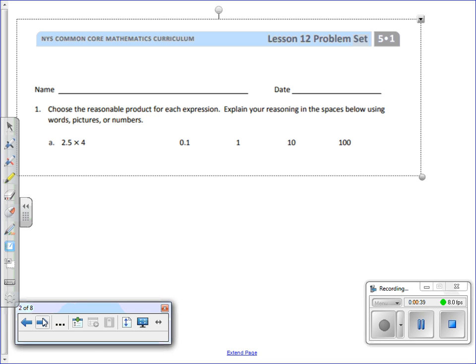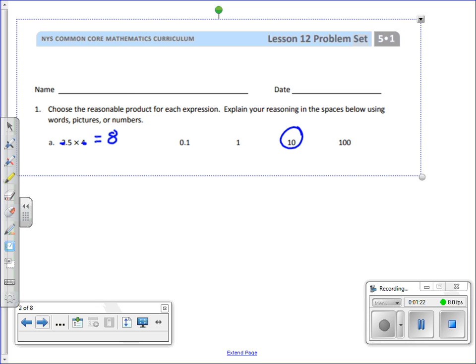Okay, number one, it says choose the reasonable product for each expression. Explain your reasoning in the spaces below using words, pictures, or numbers. I'm going to show you the real easy way to do this one, and hopefully you pick up on it pretty quickly. The whole number in letter A is a 2, and we're going to multiply that by 4. If I multiply 2 times 4, that's going to give me 8. And if we look, the closest of our 4 choices to 8 is going to be 10.